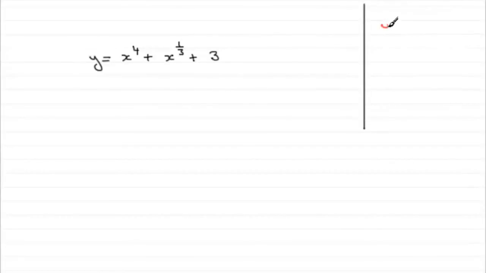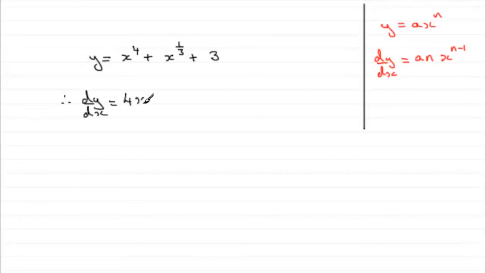familiar with terms of the form ax to the power n when it comes to differentiating them. All you need to do is you multiply a with the power n to give an, and then just reduce the power by 1. So I would put, therefore, dy by dx equals, so for the first term we've got a 1x to the power 4, so it's going to be 4 times 1 is 4, reduce the power by 1, and you've got x to the power 3.